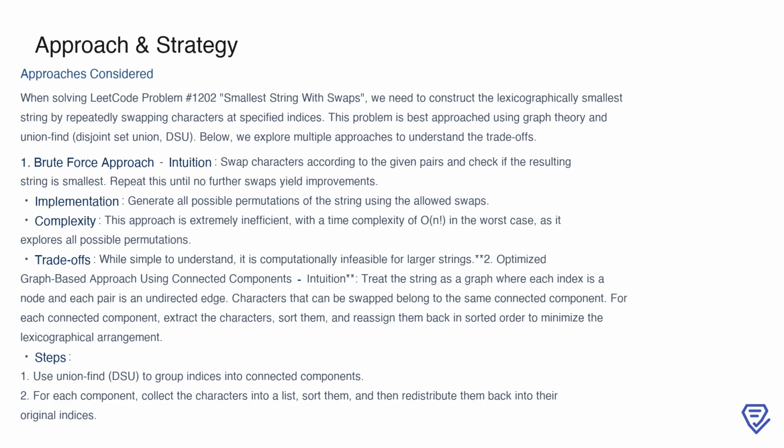To solve the problem of constructing the lexicographically smallest string by swapping characters at specific indices, we can consider a few different approaches. One naive method is the brute force approach, where we repeatedly swap characters as allowed by the given pairs and check if the resulting string is smaller. However, implementing this means generating all possible permutations of the string using the given swaps, which quickly becomes computationally infeasible as the input size grows. The time complexity in the worst case is factorial, O(n!), making this approach impractical for larger strings.